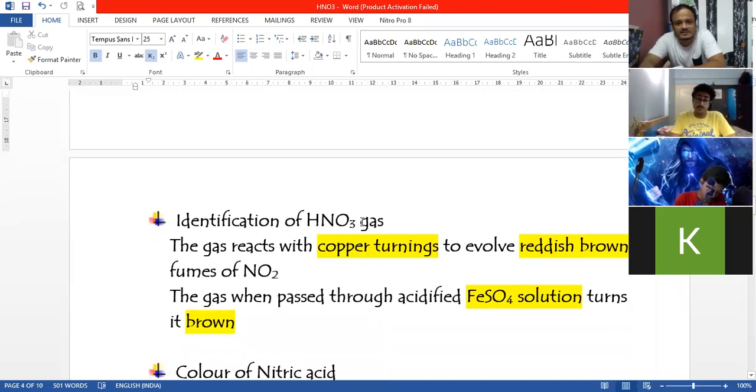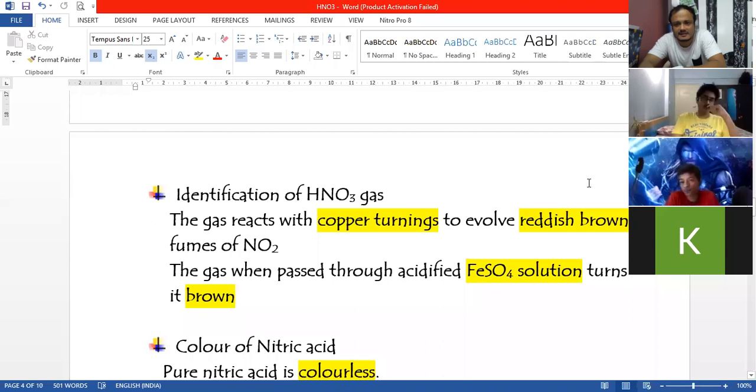Now, identification of HNO3 gas, there are two tests to identify this. The first test is by taking copper turnings. Copper turnings are nothing but very small pieces of copper you must have seen in the lab. If you have not seen, when you go for your practicals after the school reopens, you will see that. So copper turnings are very small chips of copper.